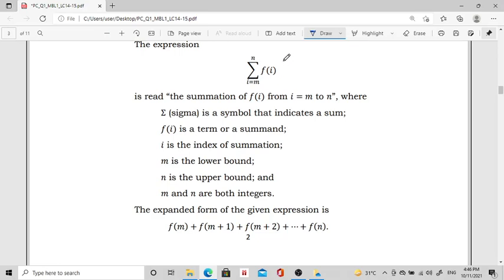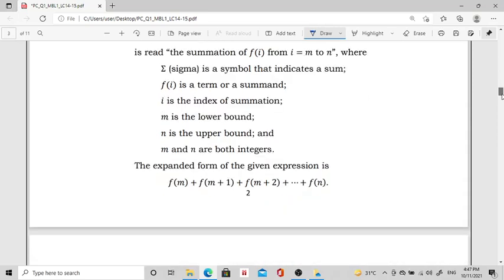If I want to expand this expression, so this expresses a sum in a compact form, in a compact manner. But we can expand this, and its expanded form is f of m plus f of m plus 1 plus f of m plus 2 plus and so on plus f of n. Meaning, para ma-expand natin itong expression na to, we have to evaluate the expression f of i from m to n. So, from m, susunod sa m is m plus 1, susunod sa m plus 1 is m plus 2, until we reach f of n, until we reach the end. So, that's what this language means.